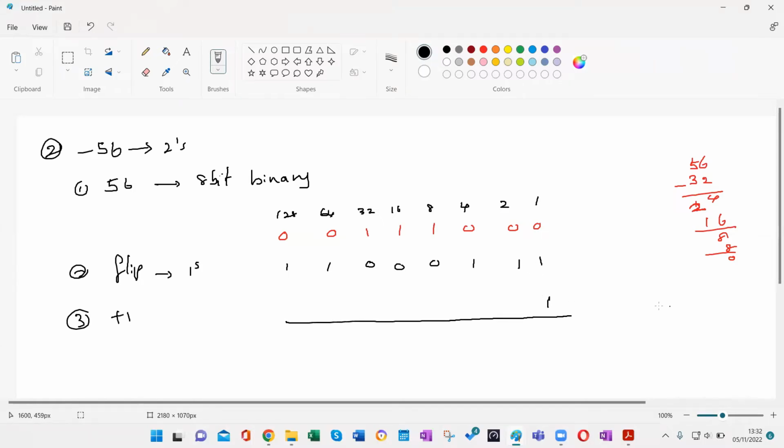1 plus 1 is 2, and you know that 2 is represented as 1, 0. So you keep 0 and take the carry bit to the other side. And 1 plus 1 is 2 again. You keep 0 and take the carry bit to the other side. 1 plus 1 is 2. You keep 0 and take the carry bit to the other side. 1 plus 0 is 1, 0, 0 here, 1 here, 1 here. And this is minus 56 in 2's complement.